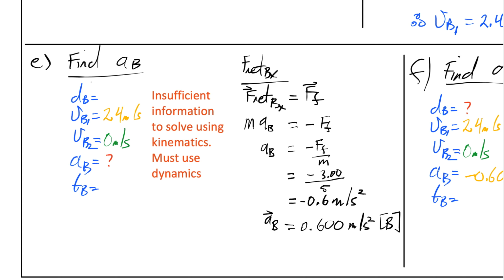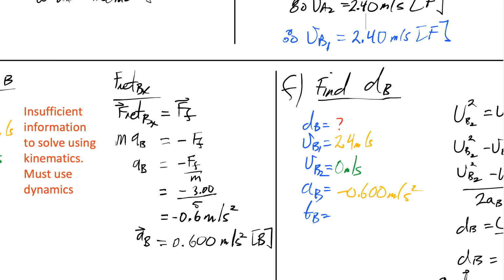Now here we go for part E. We're looking for the acceleration in section B. But as you can see, we only have 2 pieces of kinematics information. We have our VB2, which is a green given because that was given from the beginning. The 2.4 meters per second, which is amber, of course, because that was calculated. And we're trying to find the acceleration. Again, insufficient information from a kinematics perspective. That means we look to dynamics.